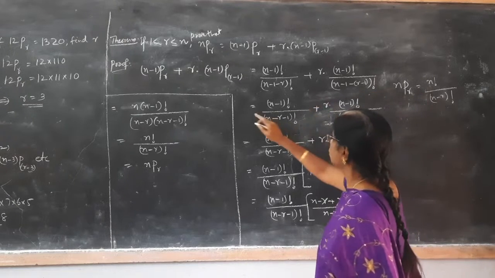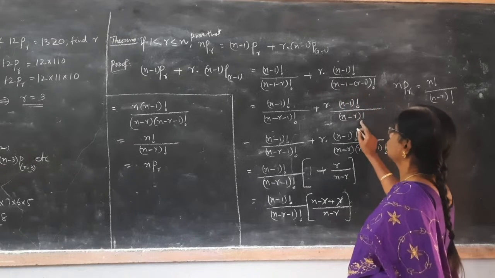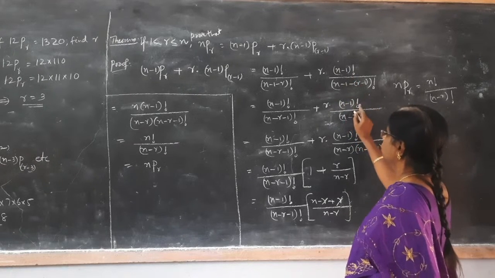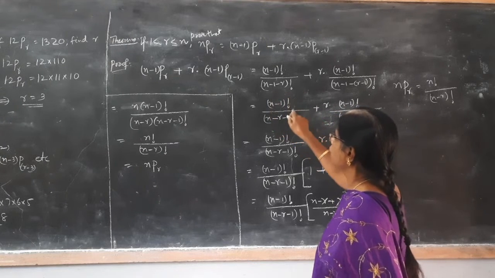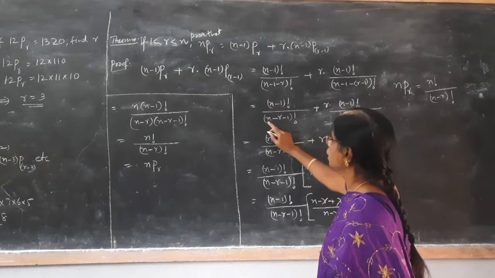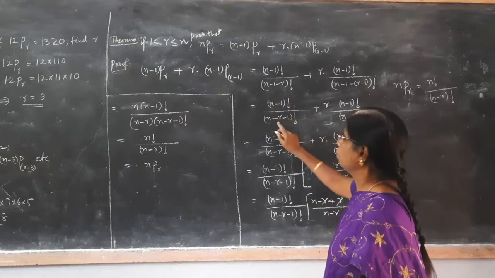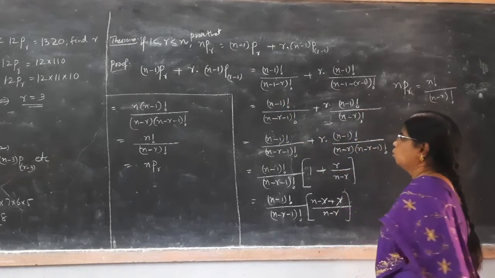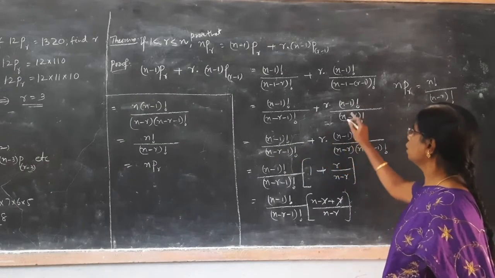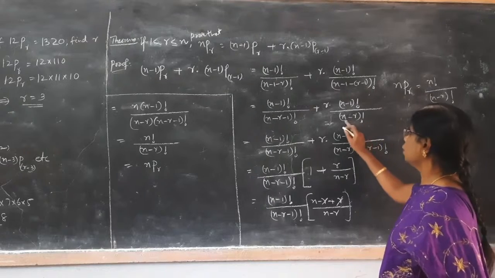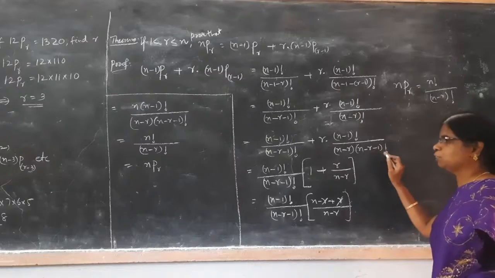So this is equal to, here minus 1 plus 1 gets cancelled, (n minus r) factorial in the denominator, and (n minus 1) factorial remains as it is, into r. Here, this (n minus 1) factorial by (n minus r minus 1) factorial, I write it like this. Now this term remains as it is, plus r into (n minus 1) factorial by, here, (n minus r) factorial is (n minus r) into (n minus r minus 1) factorial.